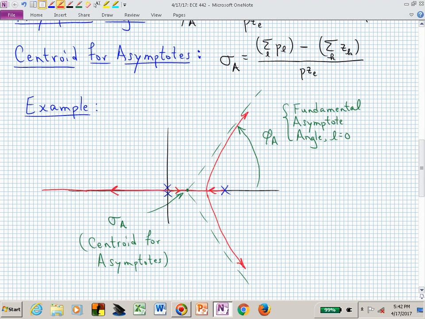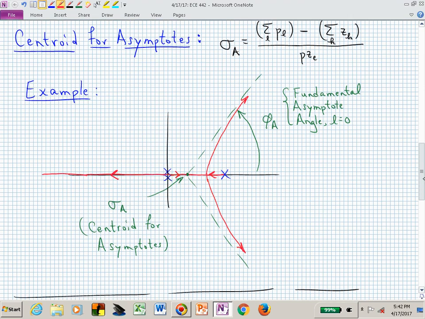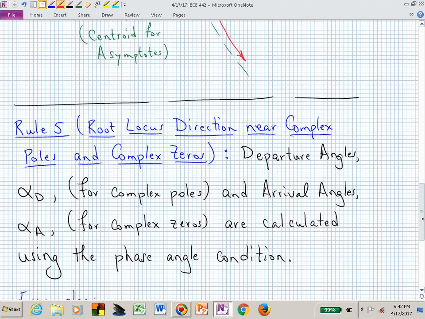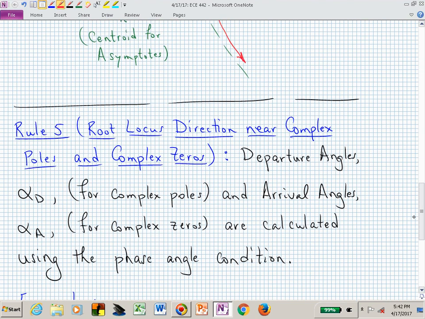That's rule number 4. And we'll come back to that with an example, but I want to make sure that we get rule number 5 before we go any further. Rule number 5 talks about if we now have complex poles or complex zeros. If we have complex poles or complex zeros, then we have root locus branches starting on the poles, or if there are zeros, ending on those finite zeros.